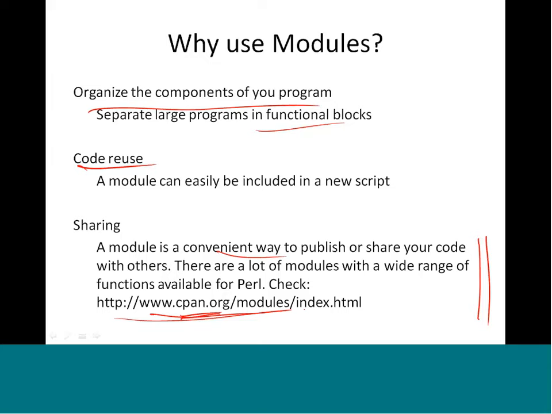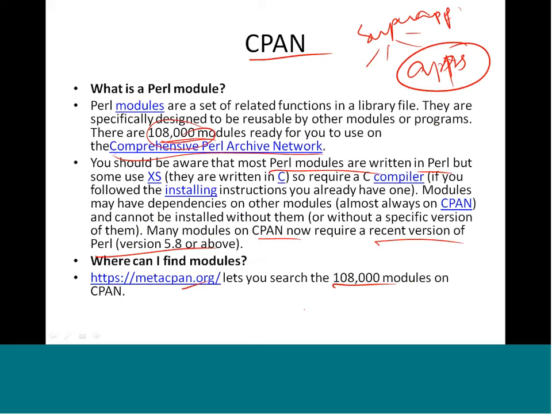The cpan itself stands for the Comprehensive PERL Archive Network, and currently it has about 108,000 modules. One thing to note is that not all the modules are written in PERL. Some of them are written in XS, and they also require a compiler. We also want to note that the modules themselves call other modules, so we need to install the whole thing in order to get all the modules. And a recent version of PERL is another thing we need for accessing cpan modules. The PERL version has to be 5.8 or above.